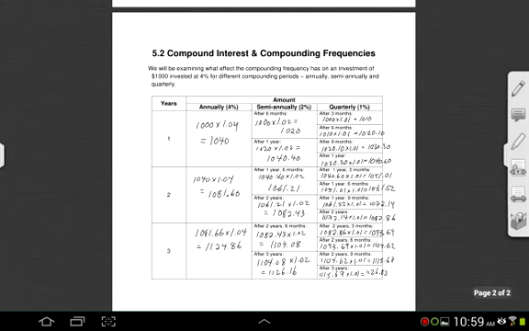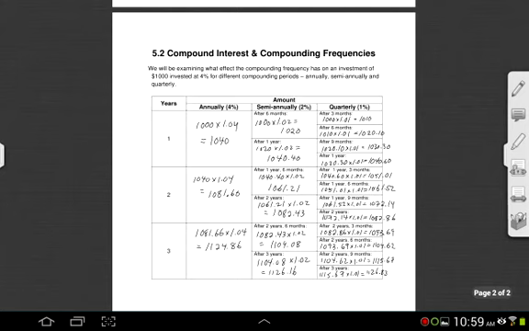So in this chart, for the first year, if we're calculating annually, it's just 4%, and we multiply by 1.04 to get 1,040. Semi-annually, we actually divide, because there are 2 times we're calculating the interest, so we divide the interest rate by 2. So we get 2%. You start with 1,000, and instead of multiplying by 1.04, we multiply by 1.02, and we do that twice. So you can see that in the end we end up with 40 cents more, because we're getting interest on interest earlier.